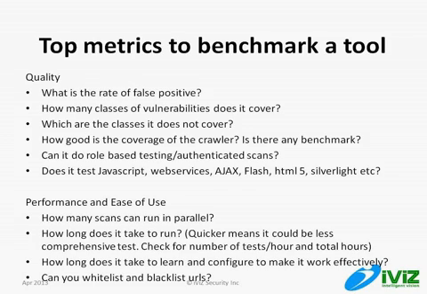The next bucket is performance and ease of use. How many scans can it run in parallel? Many scanners might say you can do 3 scans or 5 scans in parallel, but in reality, can it really manage that? How good is its memory management? Does it become unusable after you have 2 scans in parallel? How long does it take to run? This is very interesting because quicker might not be better. Quicker could mean that it is less comprehensive. Again, slower does not mean that it is better. So you need to see the number of checks per hour and also the total number of hours, both.